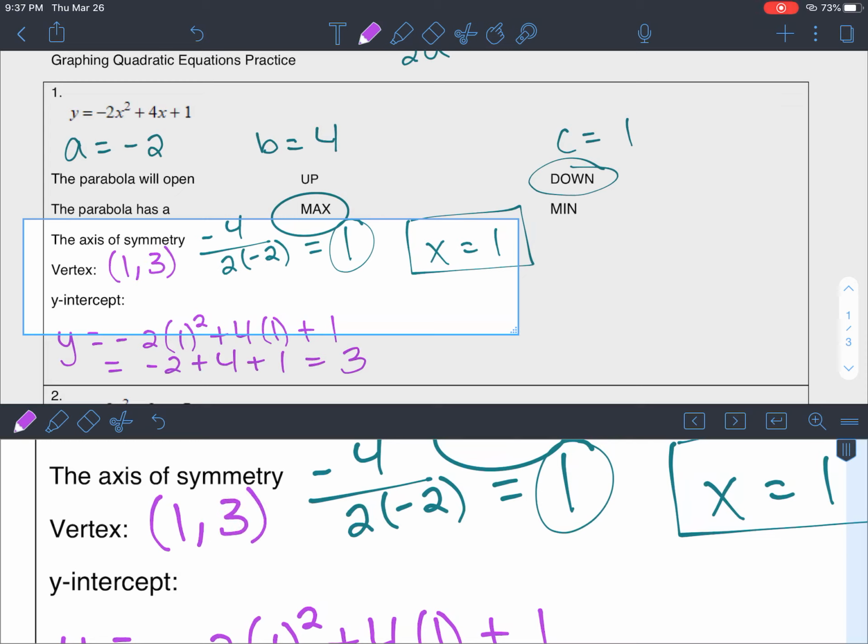Y-intercept is always whatever my c value is. So my y-intercept is at 0, 1. I didn't ask you to graph these, but please make sure that you do know how to graph these, because you will have to do that at some point in your life, and I want you to be prepared.